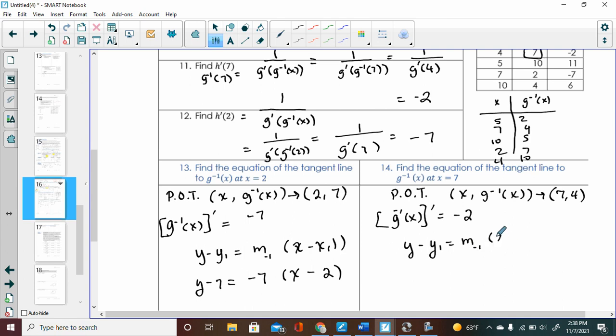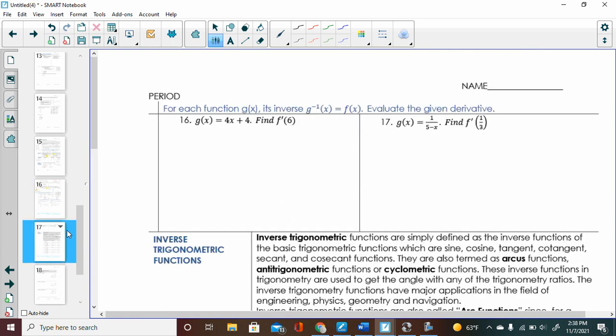Inverse, get y minus 4 equals -2 times x minus 7. And I'm done. And that's all she wrote, guys. So I'm going to end it there and start the next part in a different section. Well, actually, I'm going to do these last two.